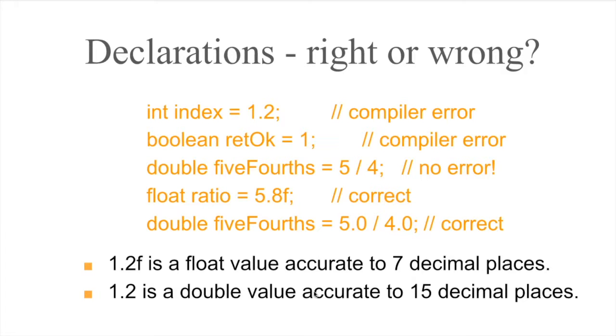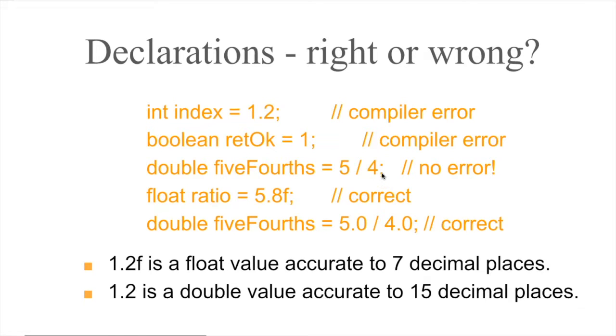So last look at this, declarations. This is an integer and it's been set to 1.2, so that will give you a compiler error. That's wrong because an int is a whole number. This is a boolean, a true or false, and it's been set to 1, so that will also give you a compiler error. This is a double value, which is a long decimal value, and it's been set to two whole numbers, two integers, one divided by the other.